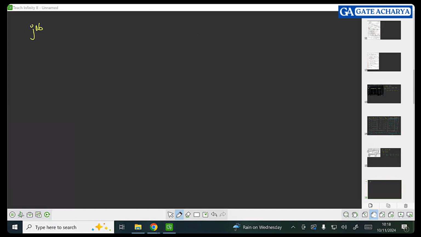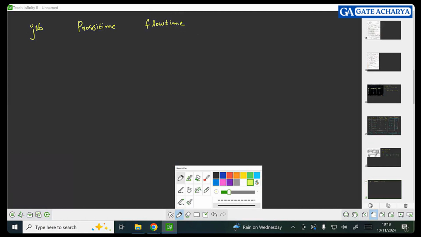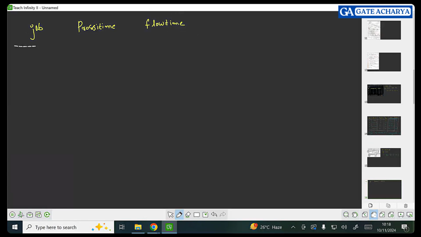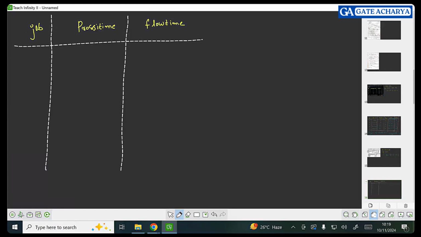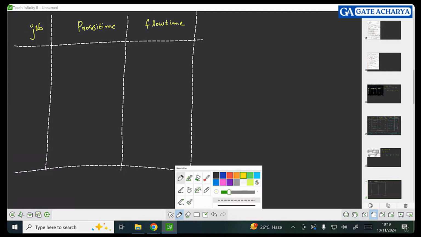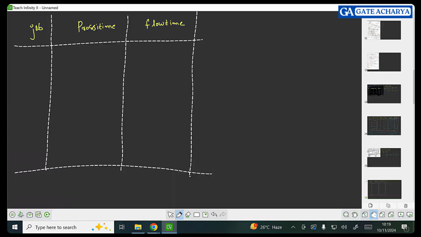Job, and next is processing time. Next is flow time. That's it. Only flow time they ask you now, right? Job sequence. Which job sequence are you supposed to follow? Whichever you have made newly by considering the SPT rule.